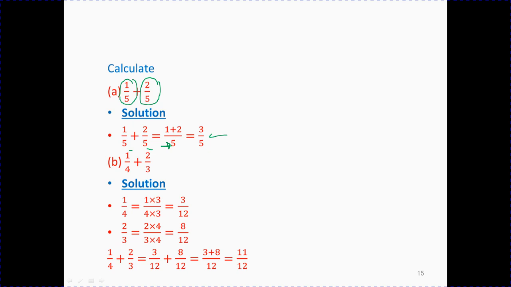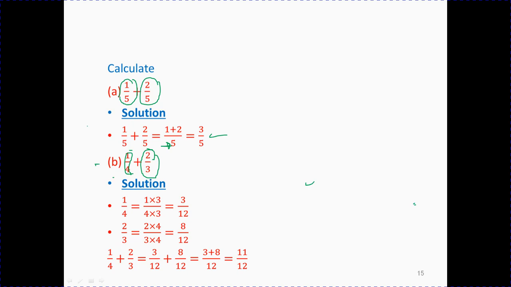So the final answer is very simple, as you see. Okay, what if I have, in example number 2, 1 over 4 plus 2 over 3? Now, obviously, the denominators are not the same. So I have to find the least common multiple of 4 and 3. What is the least common multiple of 4 and 3?